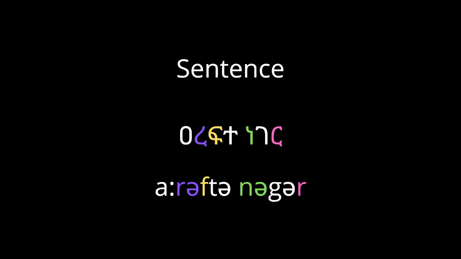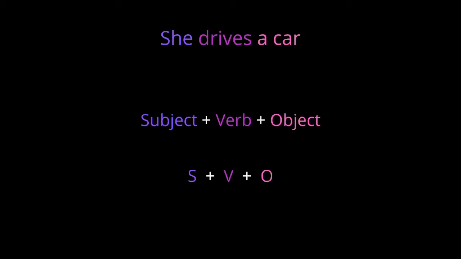Today's lesson is about sentence structure in Amharic. A sentence is called አረፍተ ነገር. We'll be looking at simple sentences in this video.